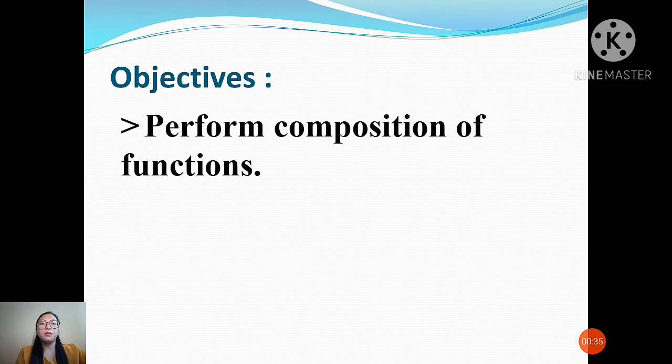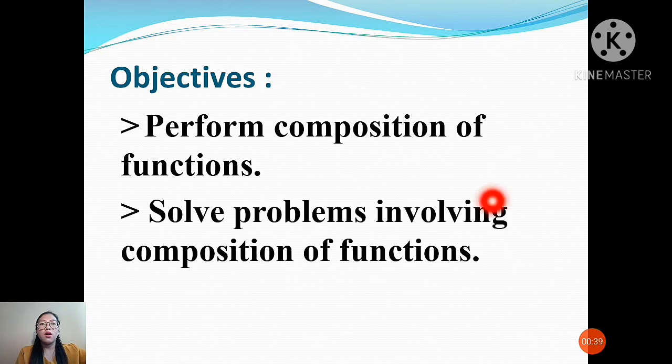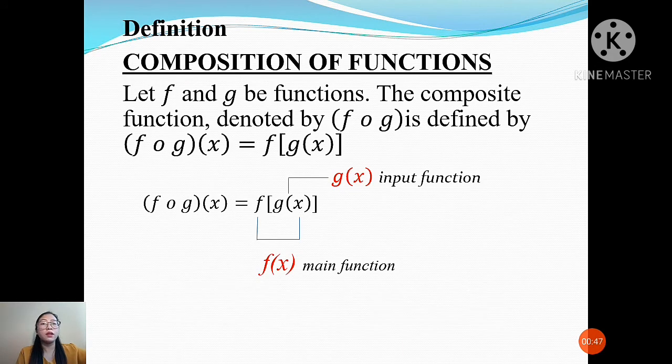Now, let us know the objectives. At the end of the discussion, the viewer or learner should be able to perform composition of functions and solve problems involving composition of functions. To proceed, let us know the definition of composition of functions.